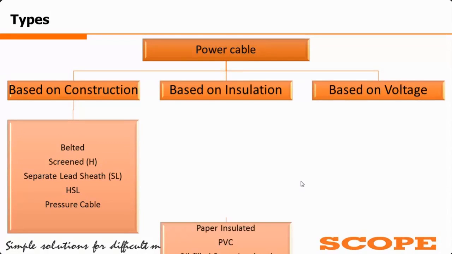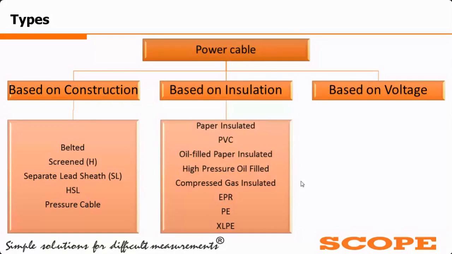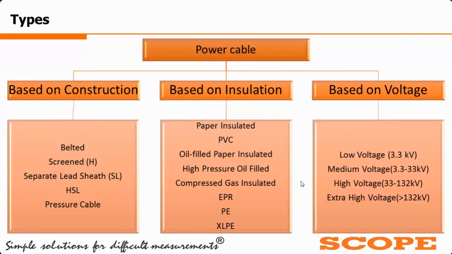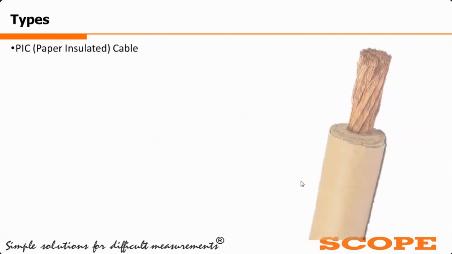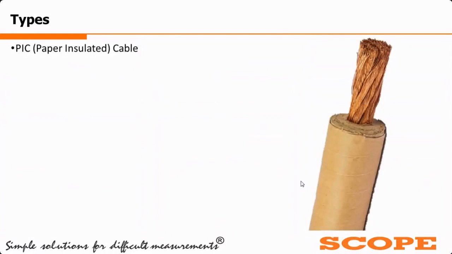Next is the classification based on insulation, which we will see in detail in the next slide. The last classification of power cable is based on voltage: low voltage, medium voltage, high voltage, and extra high voltage. Now we will see the types of cable according to insulation. The first type is the paper insulated cable, which was mainly used in the early 90s.